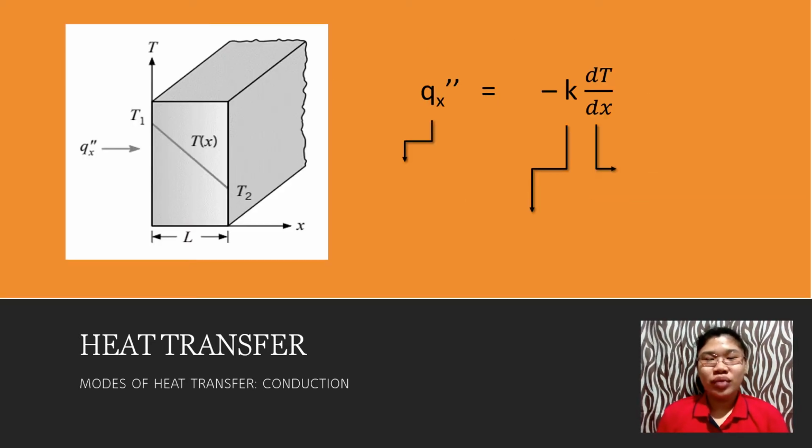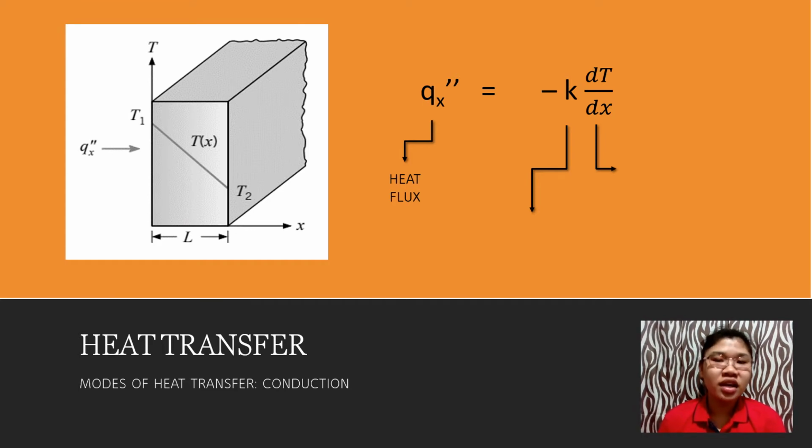So first, we have here Qx, which is what we call the heat flux. Usually, the unit is watt per square meter. It is the heat transfer rate in the x direction. That's why it is termed as Qx. Heat transfer rate in the x direction per unit area, perpendicular to the direction of heat transfer. Again, perpendicular to the direction of the heat transfer.